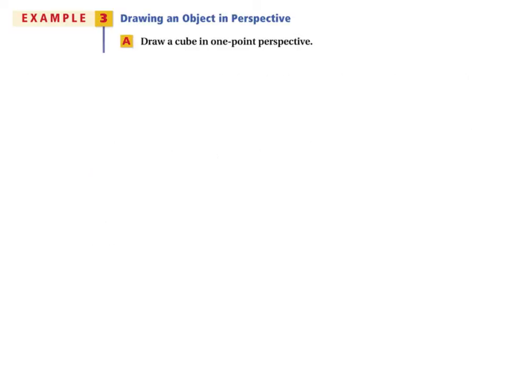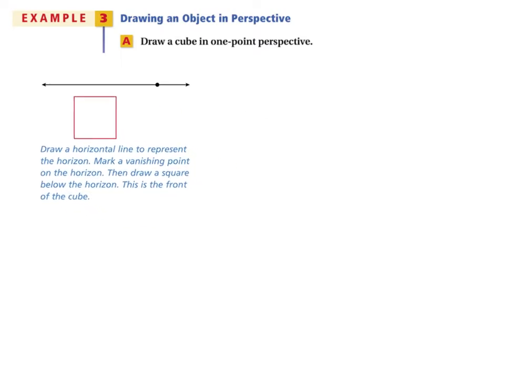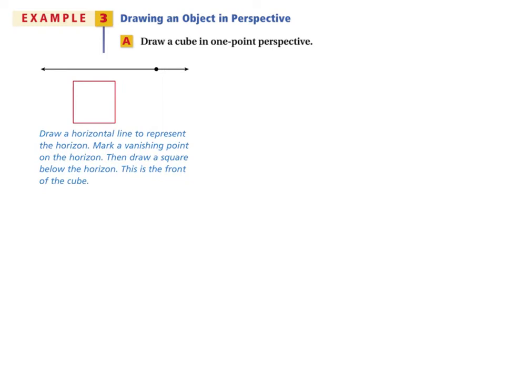So in example 3, I want you to draw a cube in 1-point perspective. Step 1, you're going to draw a horizontal line and a cube. We're drawing a horizontal line to represent the horizon. Mark any point on that line as a vanishing point of the horizon. Then you just draw a square.